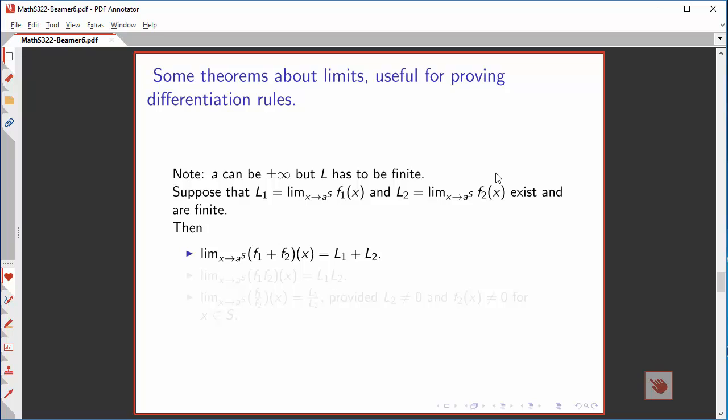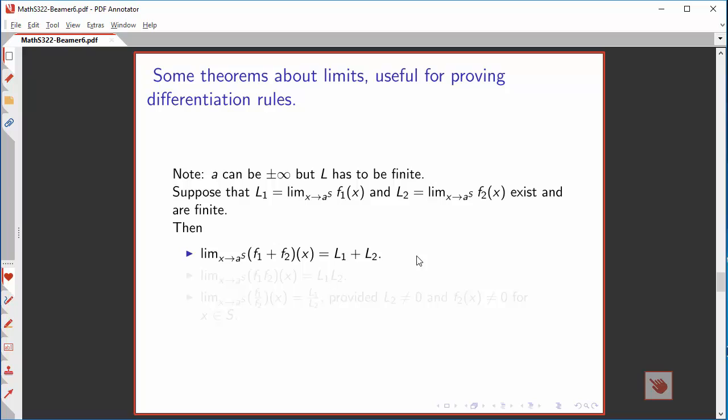When we finally get around to doing calculus, we'll need theorems about limits in order to prove differentiation rules. For these theorems, the point at which we're taking the limit can be plus or minus infinity. So we can be talking about limits at infinity, but the limit itself has to be finite. And we've got two functions, f1 and f2. They approach limits L1 and L2, respectively. Then, using our theorems about continuity, it will be quite easy to prove the following.